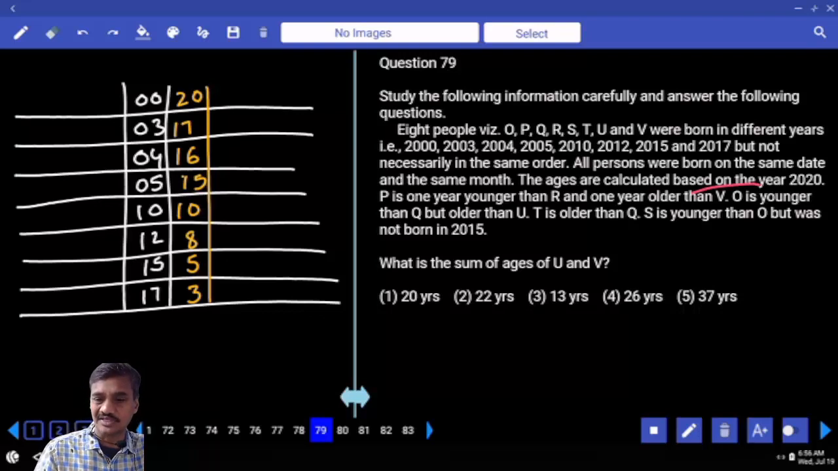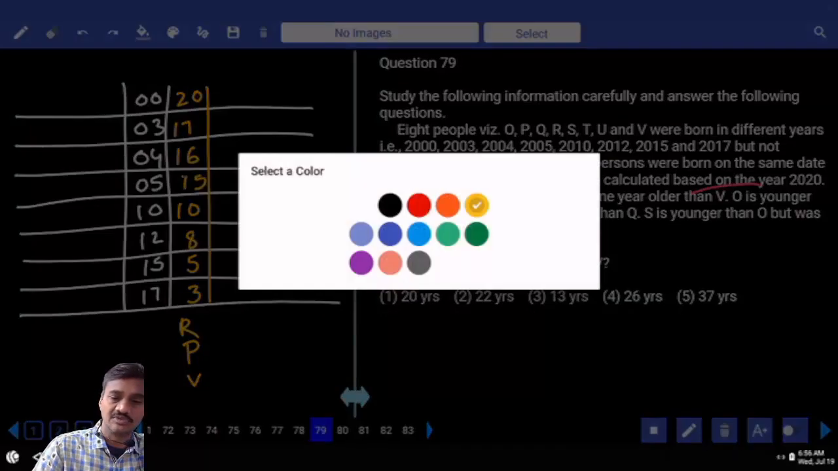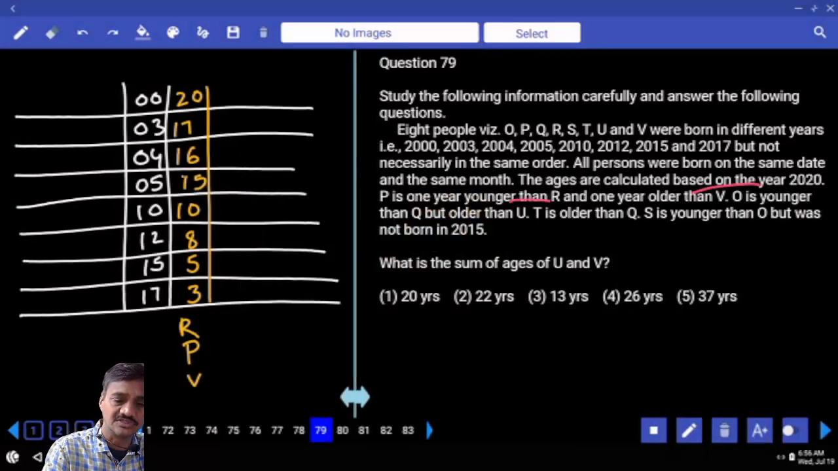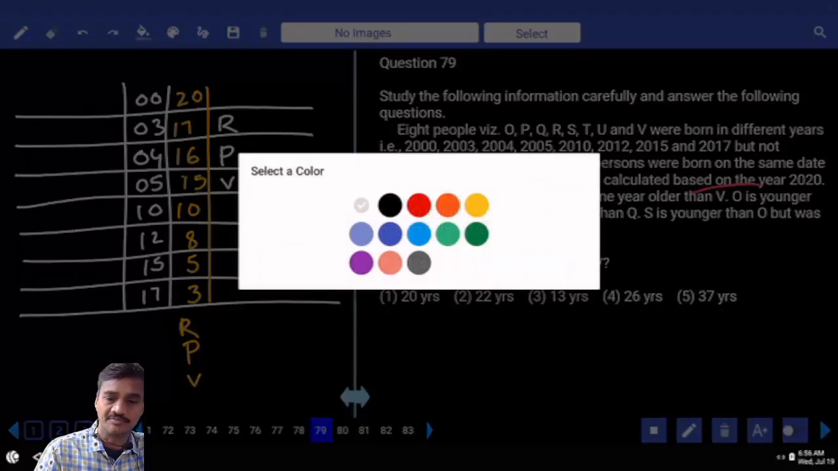P is 1 year younger than R and 1 year older than V. Hence these 3 persons must be in consecutive years. What are the possibilities we have? 17, 16 and 15. The only possibility is 17, 16 and 15. This is R, P and V.